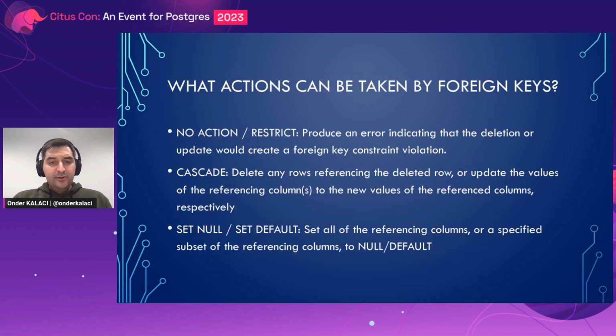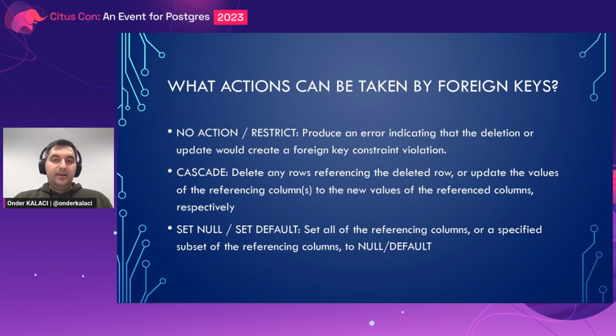Let me also very briefly talk about the actions that can be taken by foreign keys. Up until now, I was actually talking about the no action and restrict options. It's basically producing an error indicating that the deletion or update would create a foreign key constraint violation. So if you just want your database to throw errors when the foreign key constraint is not holding anymore for your data, it's just no action or restrict. There's a tiny difference between no action and restrict, but I will skip that level of detail in this talk.